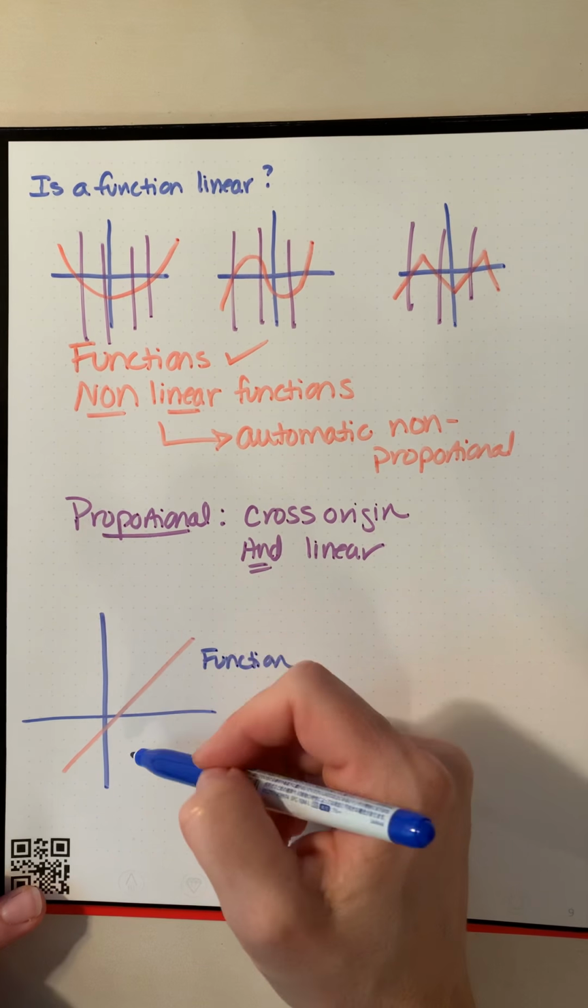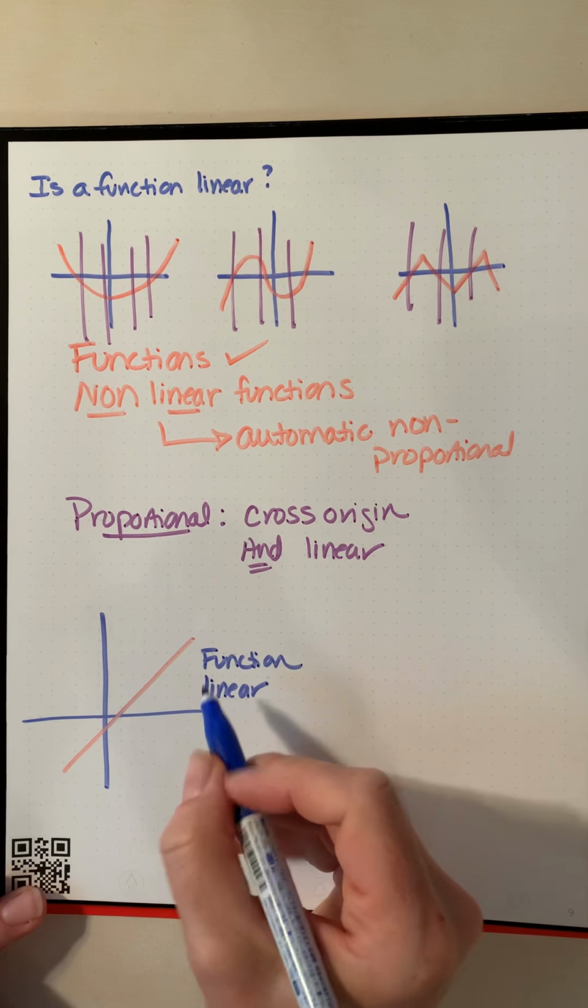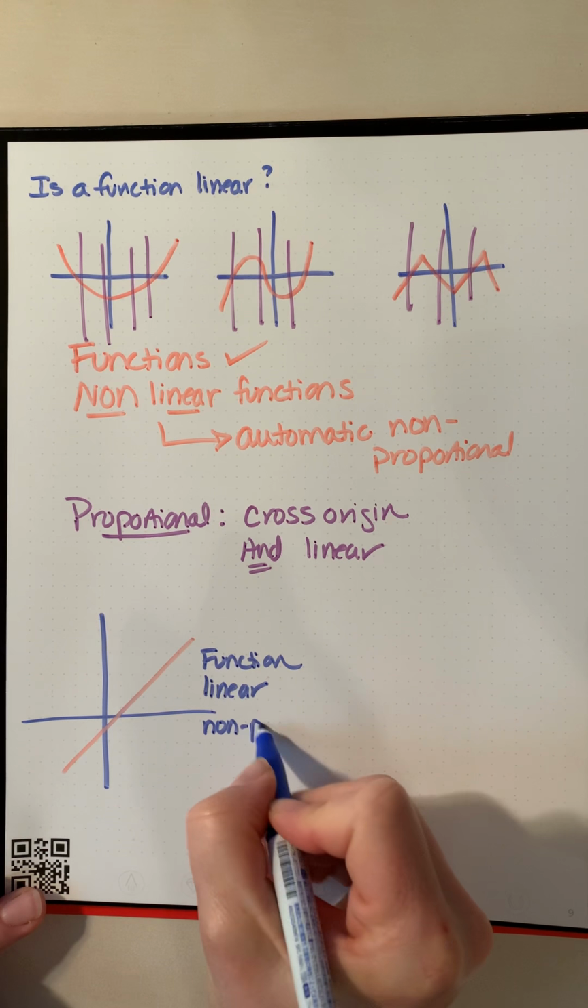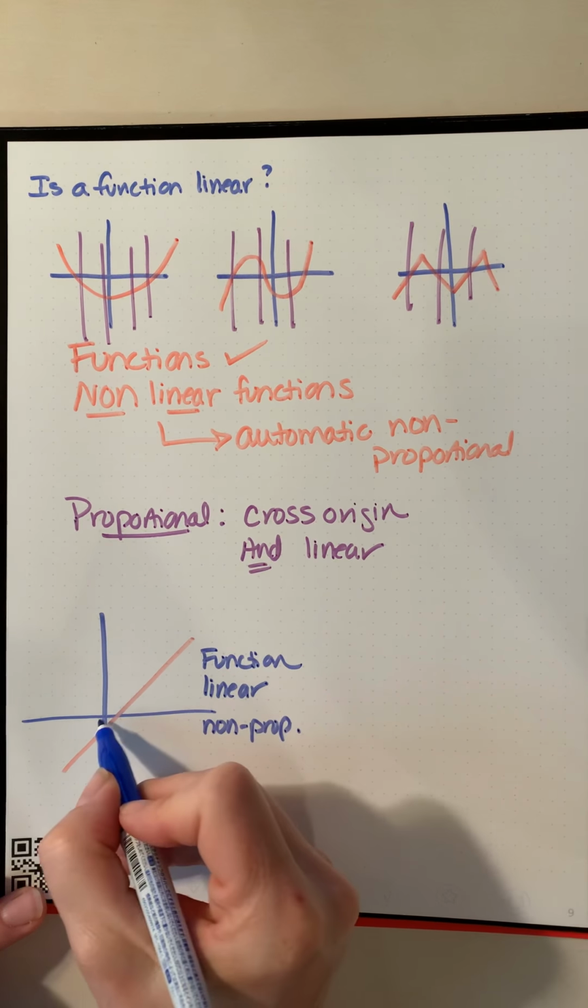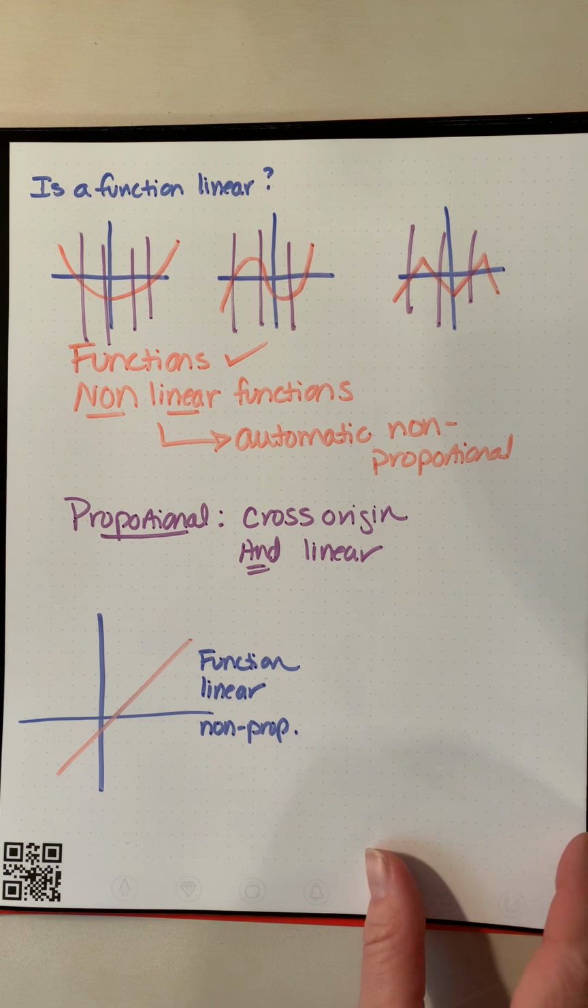It passes that vertical line test. It's linear. It makes a line. And it's non-proportional because it doesn't go through the origin. Okay, so you're looking through kind of those checklist items, all right?